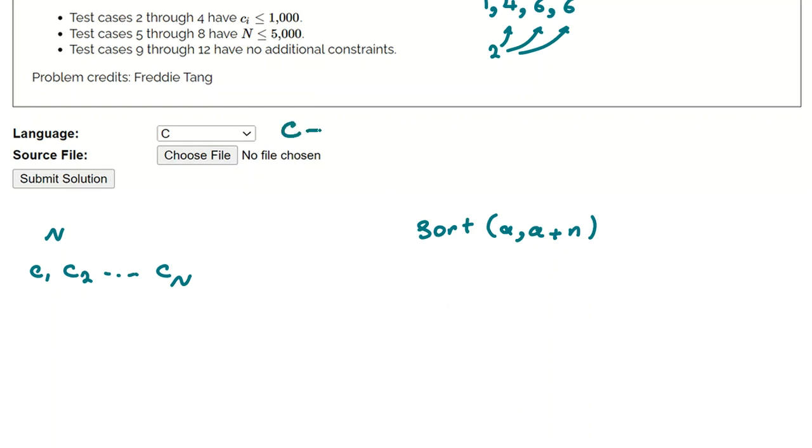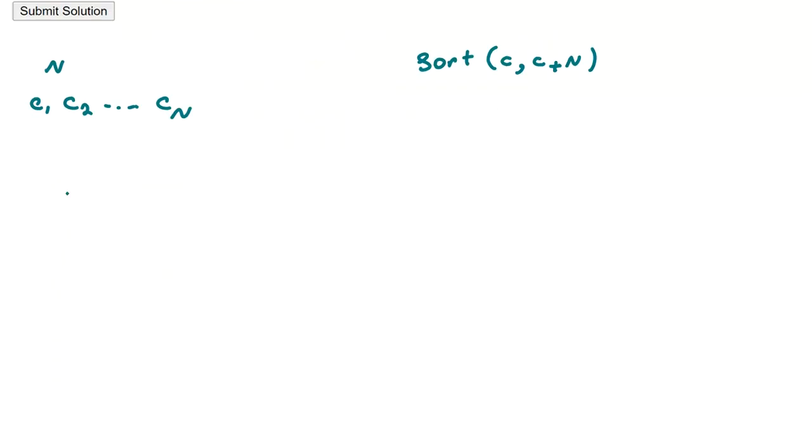Our focus on our code is on C++. Okay, that is the language we use. Here you sort A plus n, or we can say, for example, C plus n, because our array is C. Now we check what? Without loss of generality, suppose C1 is less than or equal to C2, less than or equal to C3, less than or equal to Cn minus 1, less than or equal to Cn.